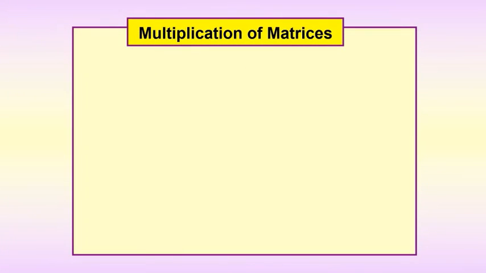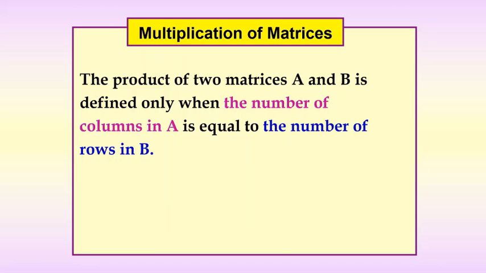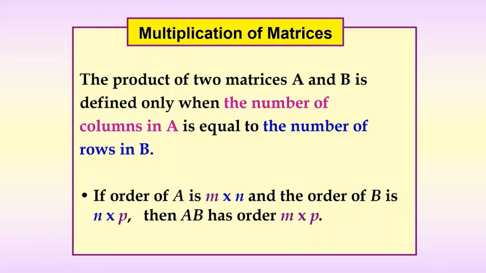Okay, let's go to the multiplication between two matrices. The product of two matrices A and B is defined only when the number of columns in A is equal to the number of rows in B. So we can get the new order. If the order of A is m by n and the order of B is n by p, it means that the result of the multiplication has the new order m by p.